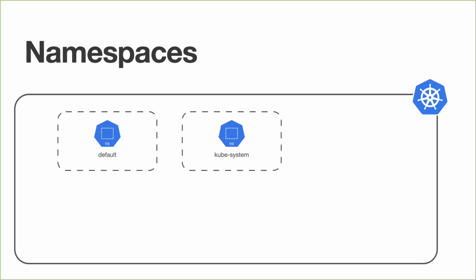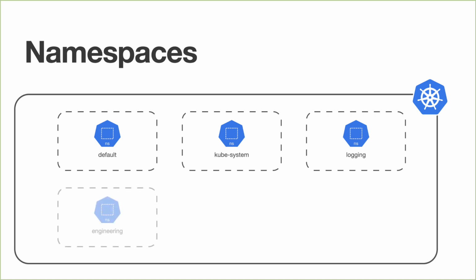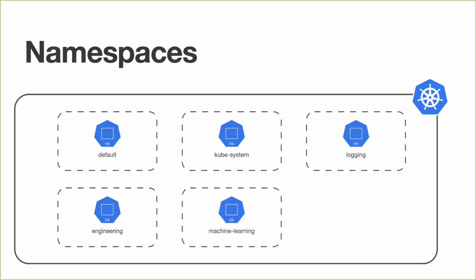For example, you might want to have a namespace where you store objects which are related to logging purposes. You might have a namespace for each department within your organization, so engineering, machine learning, and so on. Or maybe you might even have a namespace where you just have tooling. These are tools that you build yourself that pretty much just assist your applications. So it's completely up to you how you decide to organize your cluster.